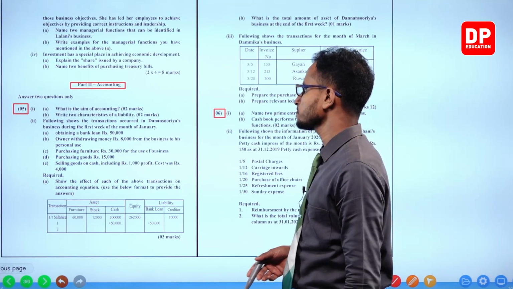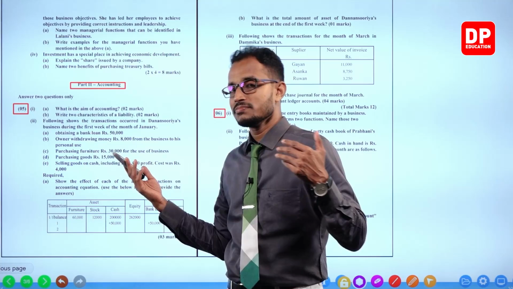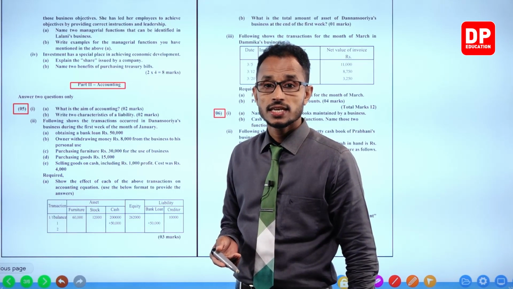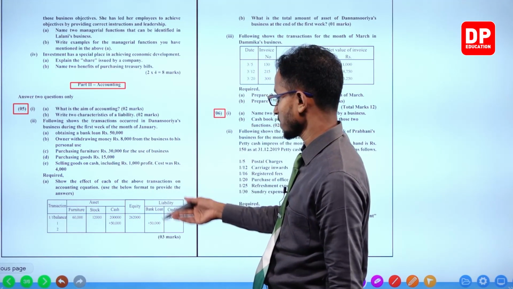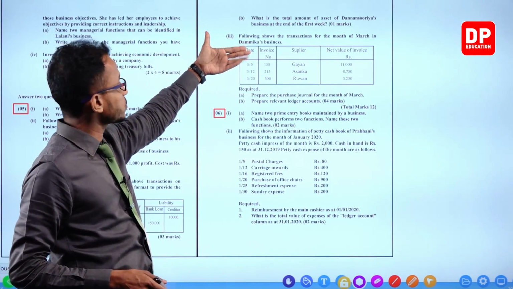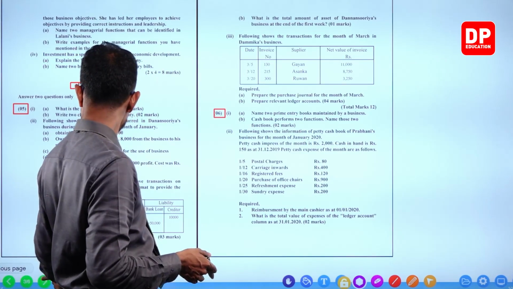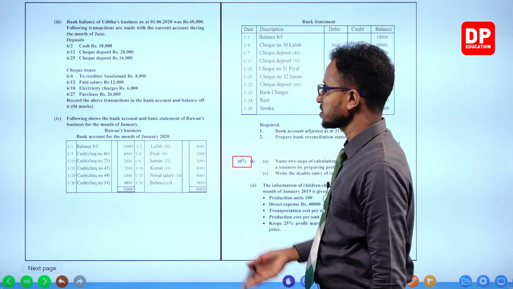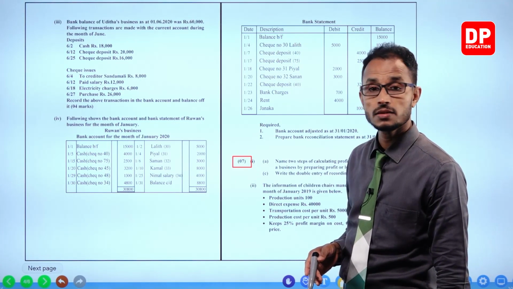These questions will cover lessons such as introduction to accounting, accounting equation, dual impact of transactions, double entry, prime entry books, ledgers, cash book, petty cash book. All these lessons will be covered. A bank reconciliation statement, production cost statement, non-profit organizations, and financial statements.